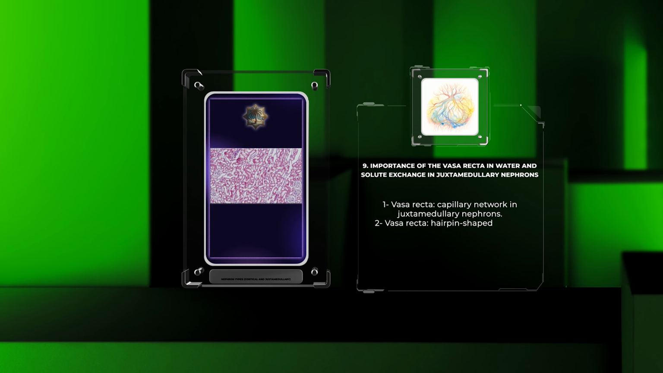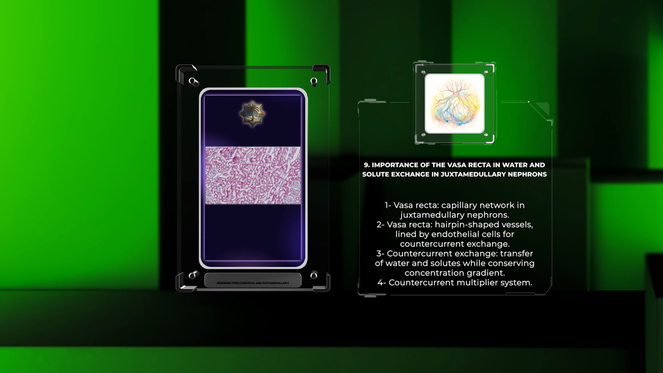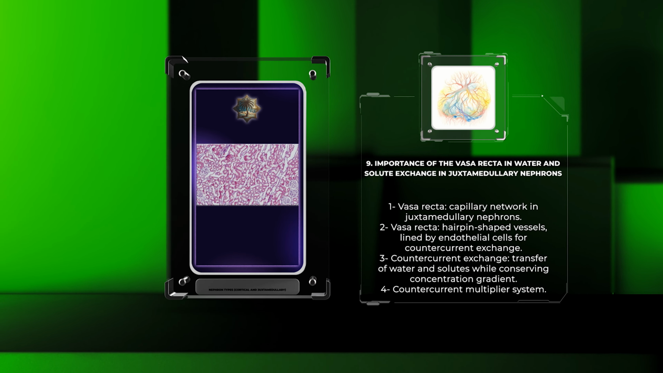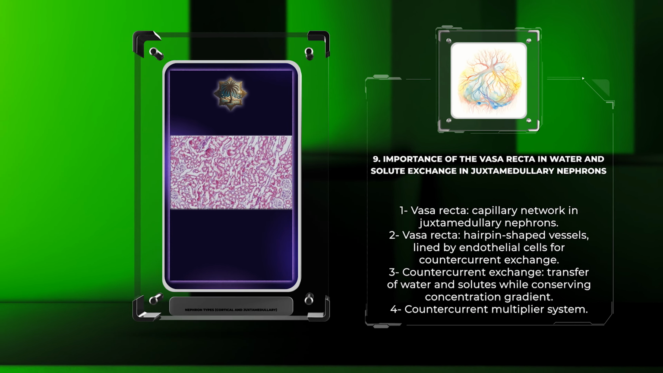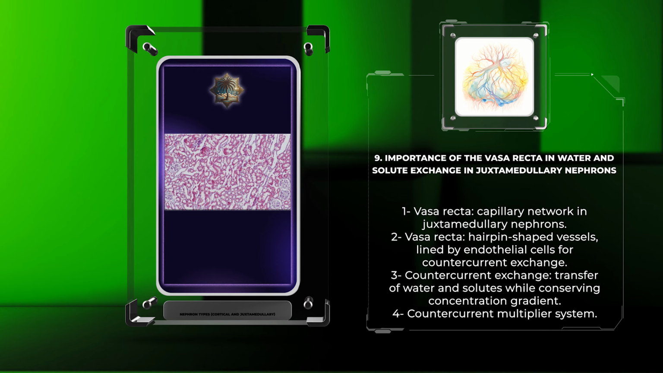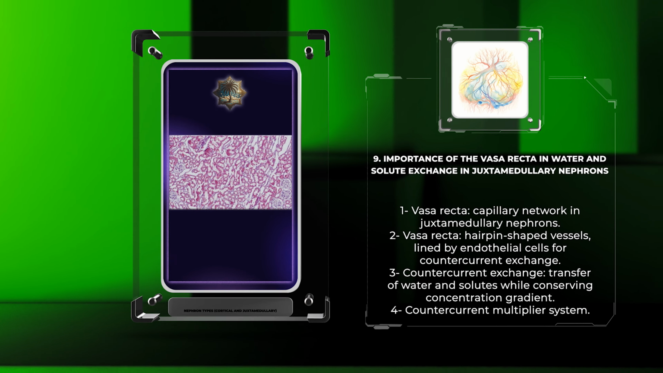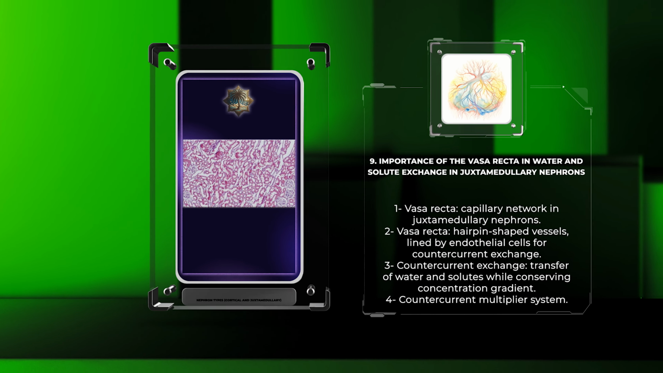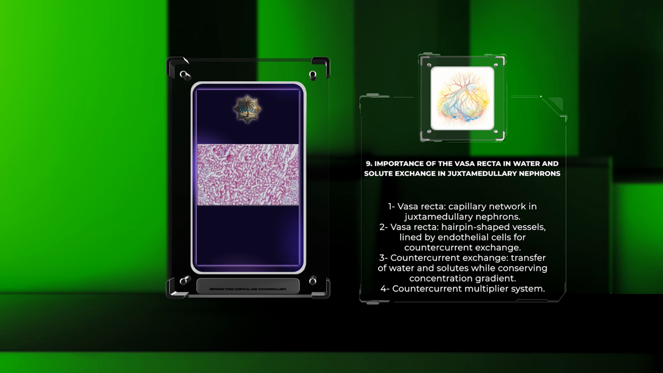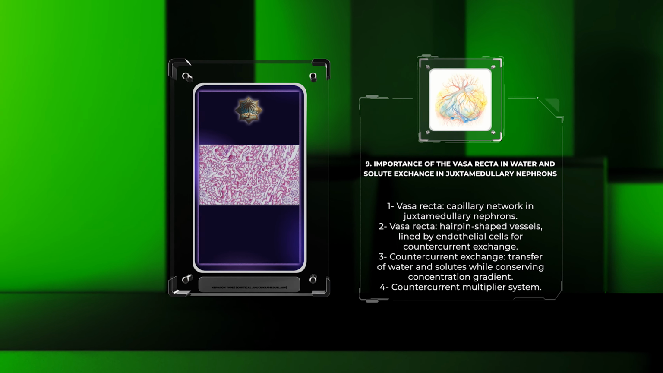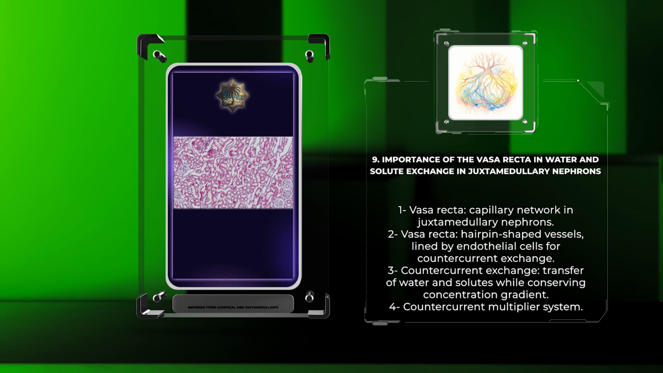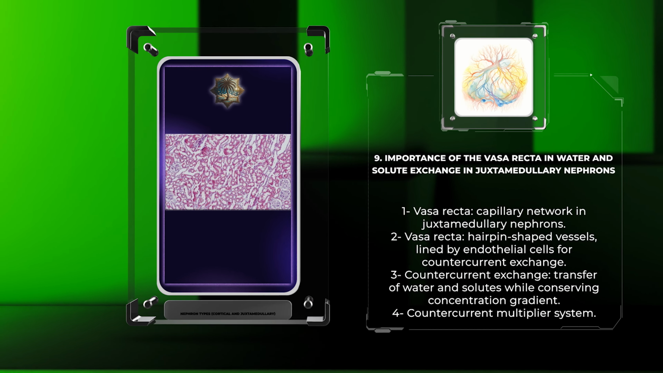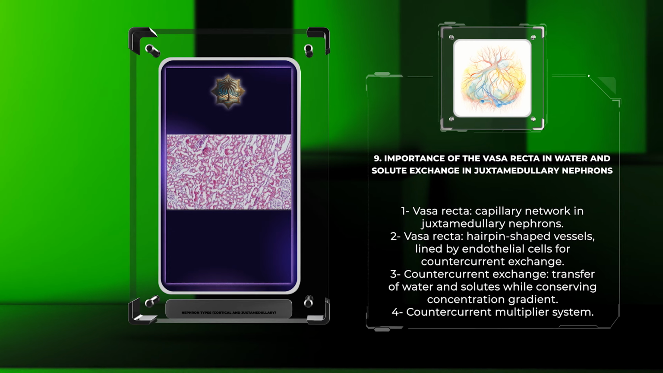The vasa recta is a vital component of the juxtamedullary nephrons, serving as the capillary network responsible for maintaining the medullary concentration gradient. Structurally, the vasa recta has long, hairpin-shaped vessels lined by endothelial cells, which play a role in countercurrent exchange. In countercurrent exchange, the vasa recta allows for the transfer of water and solutes out of the medulla and back into the bloodstream, while preventing the dissipation of the concentration gradient. This mechanism helps to conserve water and maintain urine concentration.